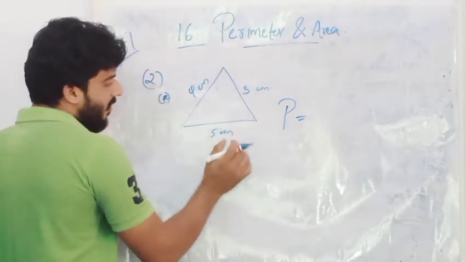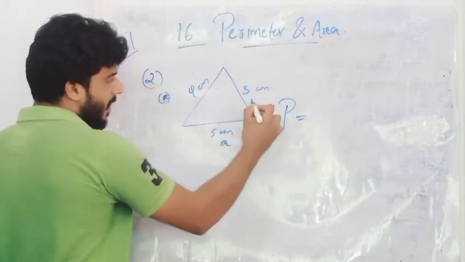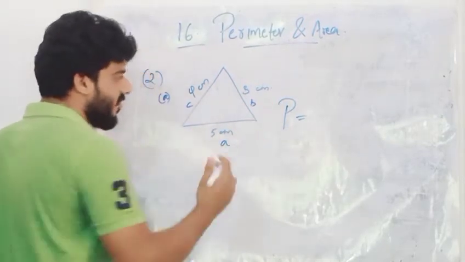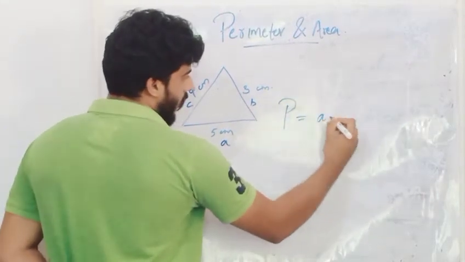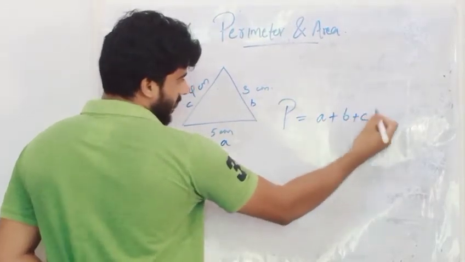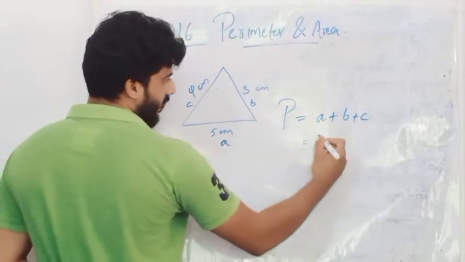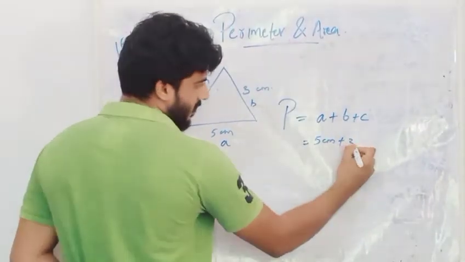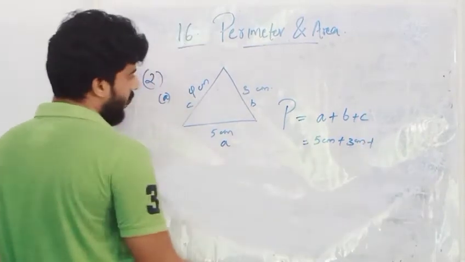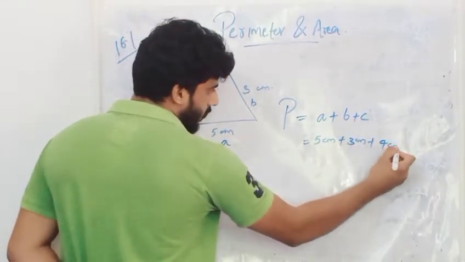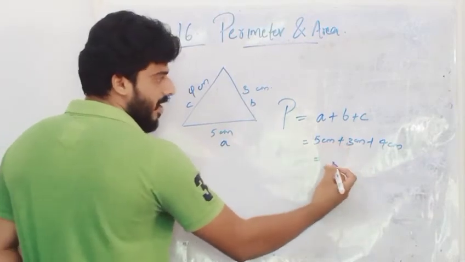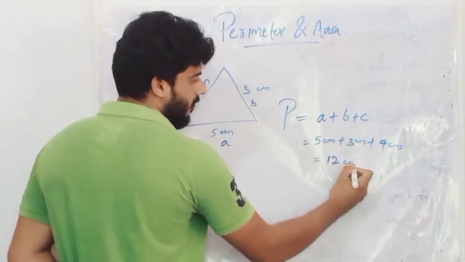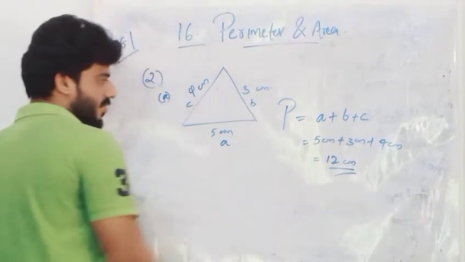So let's name the sides as A, B, and C. Three sides. So what will be the perimeter of this triangle? That will be the sum of all sides, so A plus B plus C. A is given in the question as 5 centimeter, plus B given as 3 centimeter, plus C given as 4 centimeter. So 5 plus 3 will be 8 centimeter. 8 centimeter plus 4 centimeter will be 12 centimeter, the perimeter of the triangle.